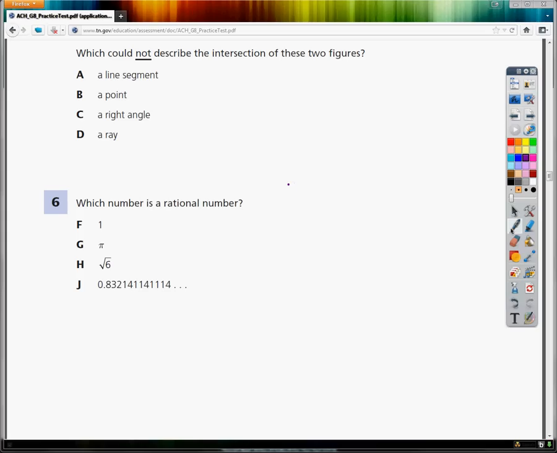But let's talk about the other ones real fast, just kind of as a quick review. I'm going to try to use this nice aqua, or this kind of surfy blue that I like. 1 is a rational number. It's also an integer. It's also a counting number, so it's a natural number. It's also a whole number.